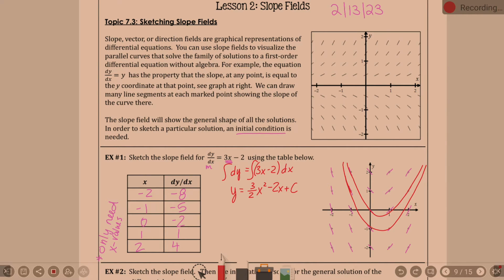So I know the comment I have written in my notes is that the slope field represents the family of curves. And in this case, our family of curves are parabolas.